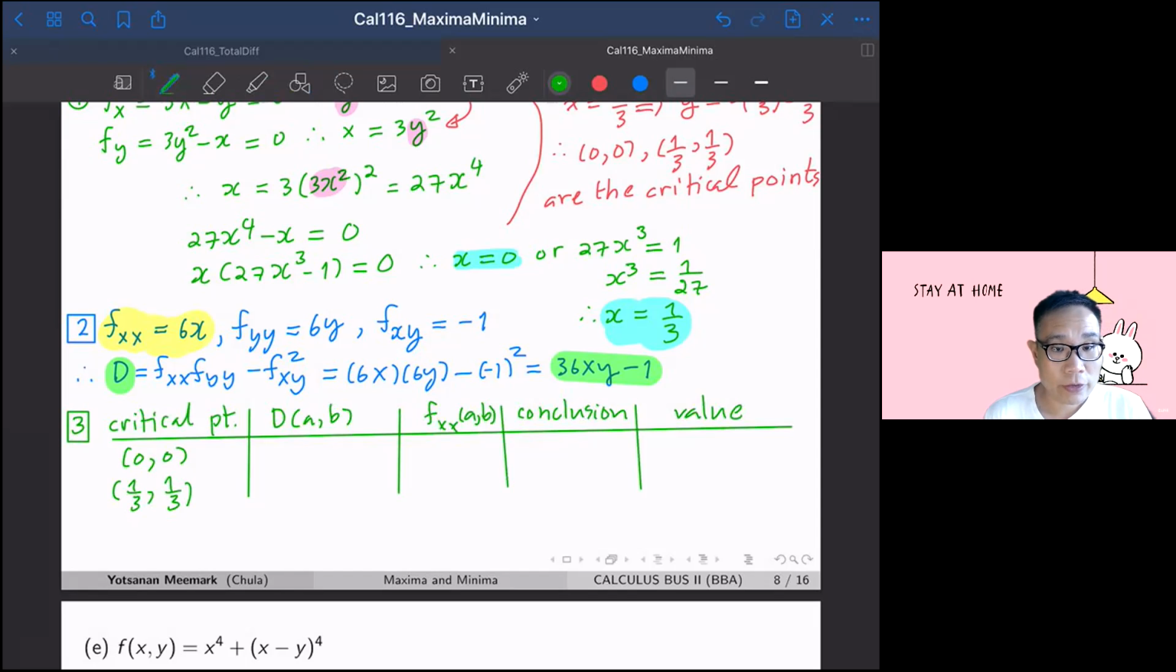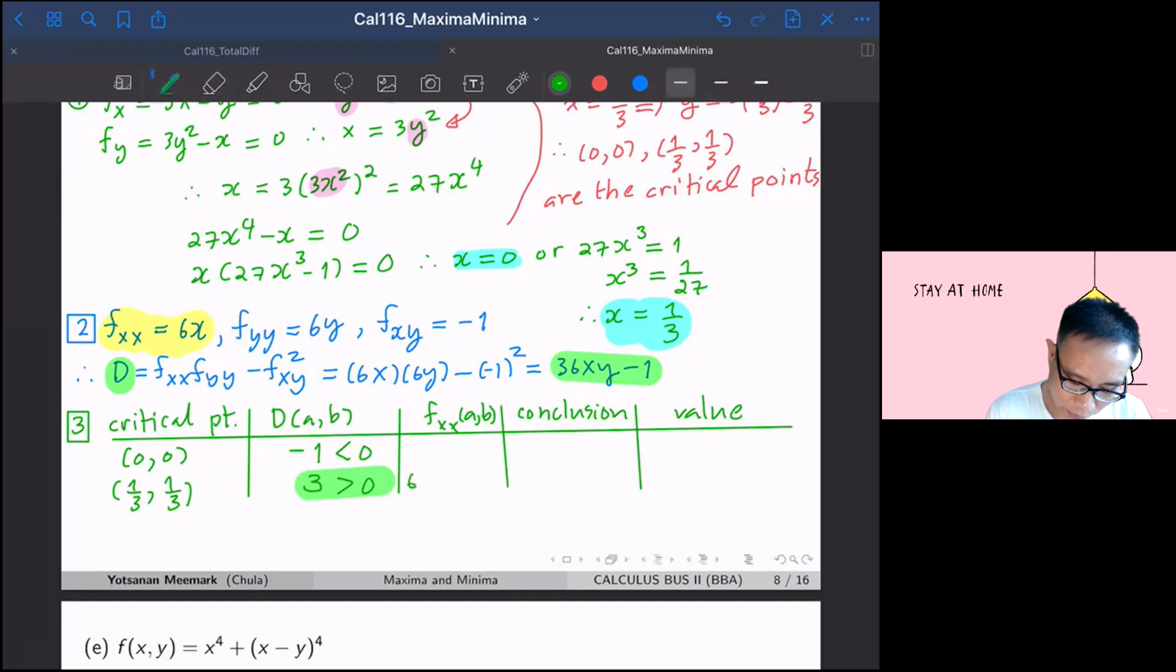For D at (0, 0), you get -1, and for D at (1/3, 1/3), you plug in, so it's gonna be 4 minus 1, so you would get 3. So this one is negative, this one is positive. For the one that is positive, you will need fxx, so it's gonna be 6 times 1/3, equal to 2. Okay, so it's gonna be 2.